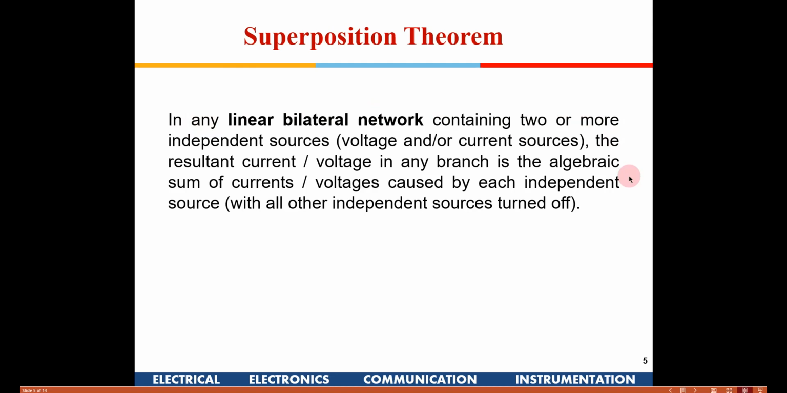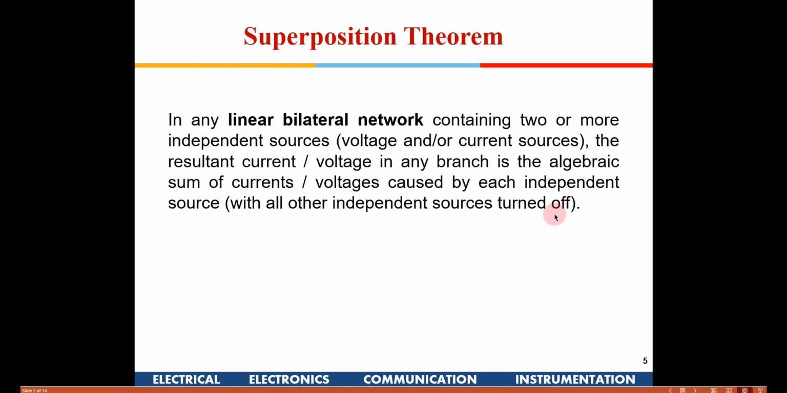Another thing, this is the superposition theorem. It says any linear bilateral network. That means you can't have elements which are direction specific, like diodes, because even in that case it is going to fail. So it says a linear bilateral network containing two or more independent sources. It could be a voltage source or a current source. Not necessarily two voltage sources or two current sources. It could be one voltage source and one current source. Even that kind of combination is permitted. Then the resultant current or voltage in any branch is the algebraic sum of the currents or voltages caused by each independent source, with the other independent sources turned off.